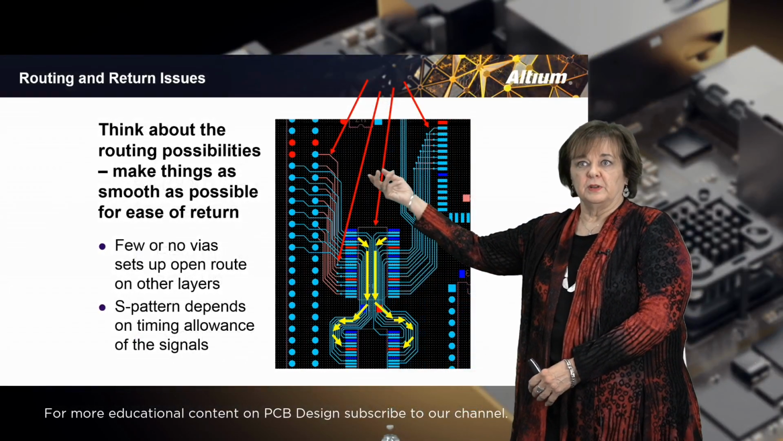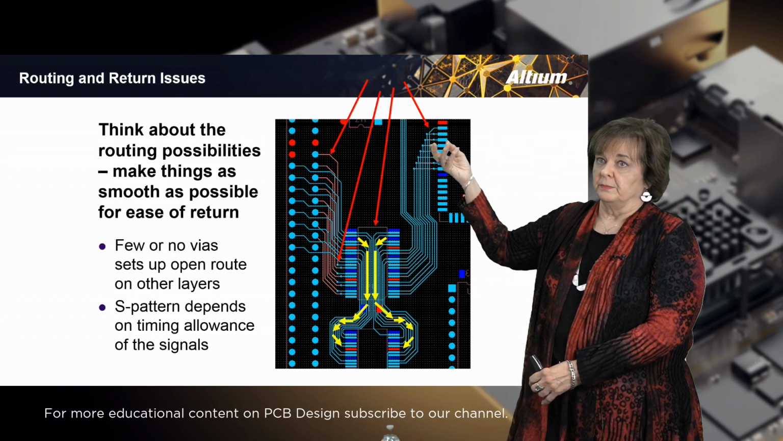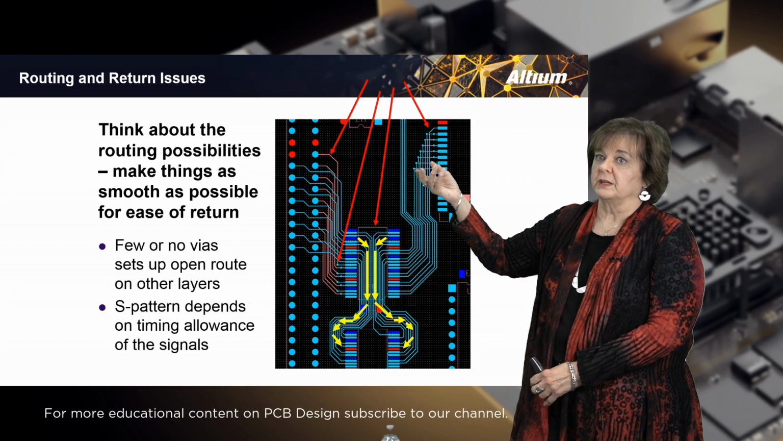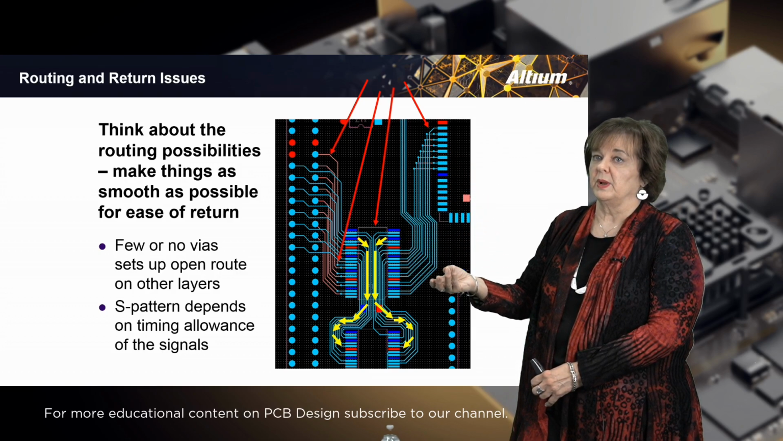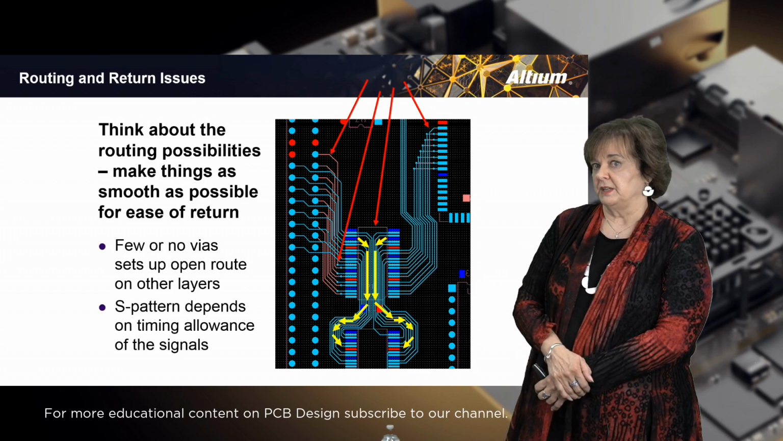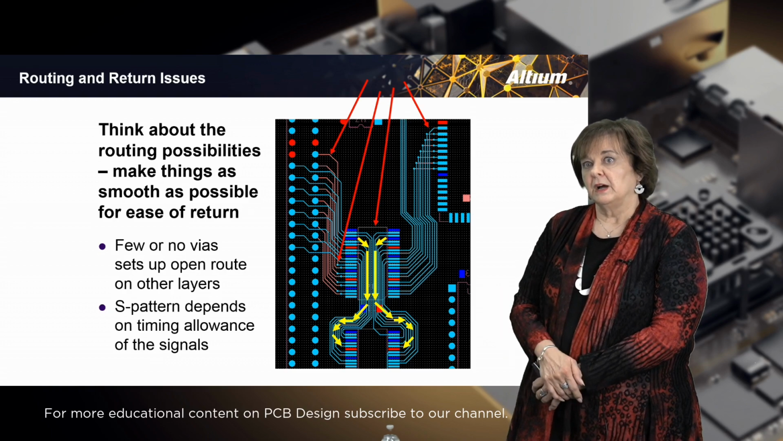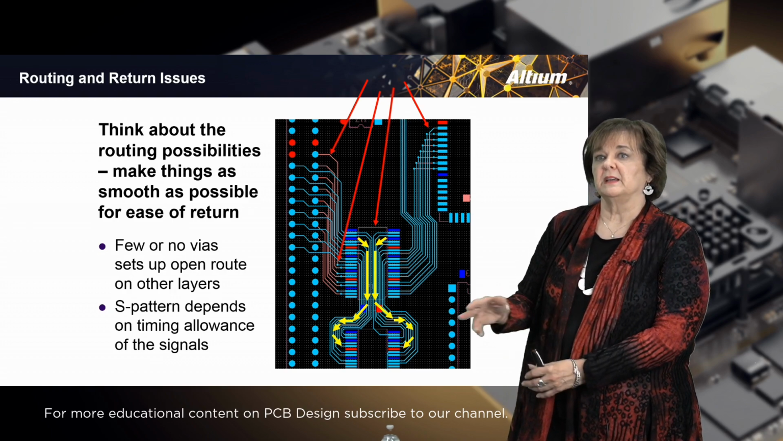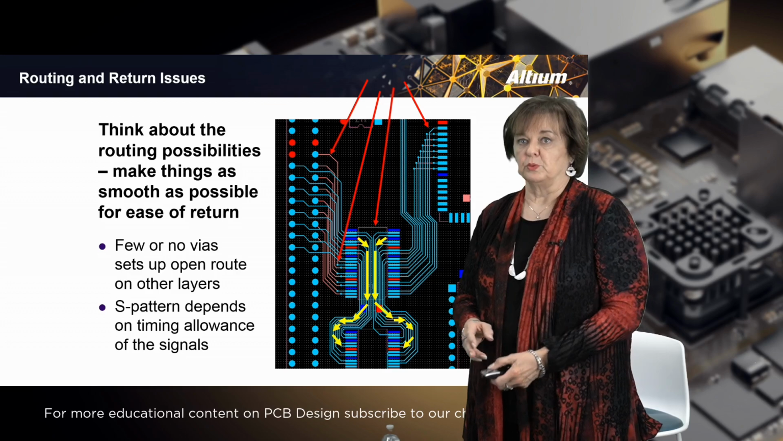Up here we have some signals that do go through vias, but they are contained as much as possible to the routing method that will keep the fewest number of vias on the other layers of the board, and that helps any kind of routing on any of the layers of the board.